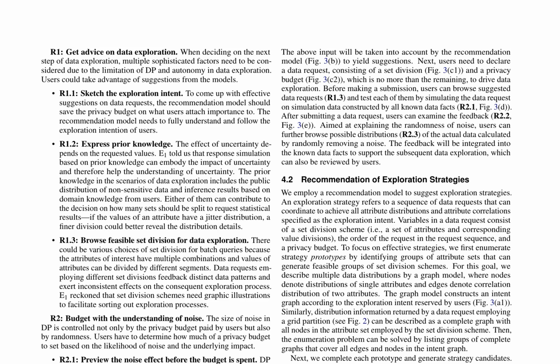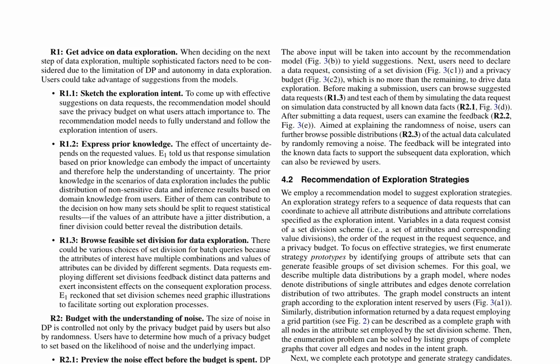This model employs a graph model to describe multiple data distributions, where nodes represent distributions of single attributes and edges represent correlation distributions of two attributes. The graph model constructs an intent graph based on the exploration intent reserved by users. It then enumerates strategy prototypes by identifying groups of attribute sets that can generate feasible groups of set division schemes.